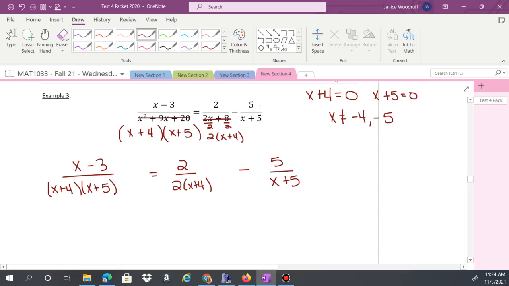All right, step 3, I need to find the LCD. You want one of each factor, so start on the left. X plus 4, x plus 5, 2 is a factor. That's got to come in. X plus 4, already wrote it. X plus 5, already wrote it. So the LCD is 2, x plus 4, x plus 5.